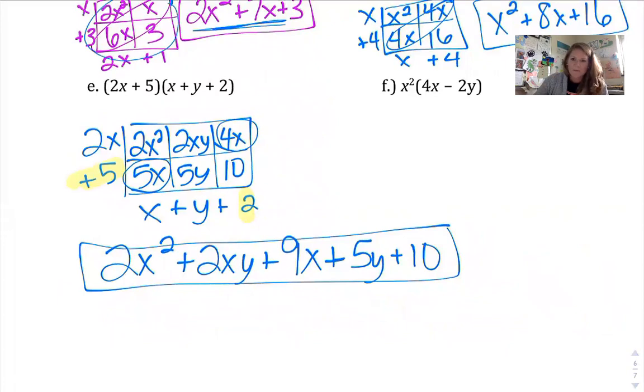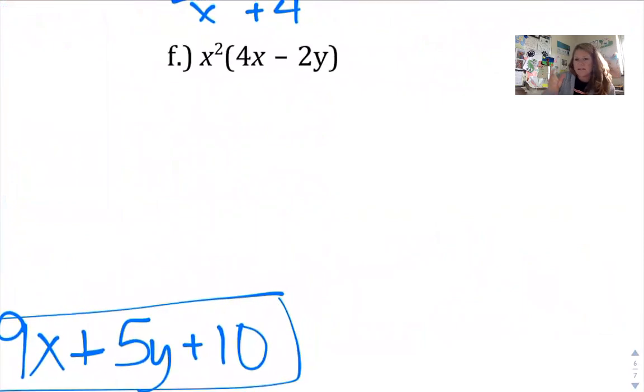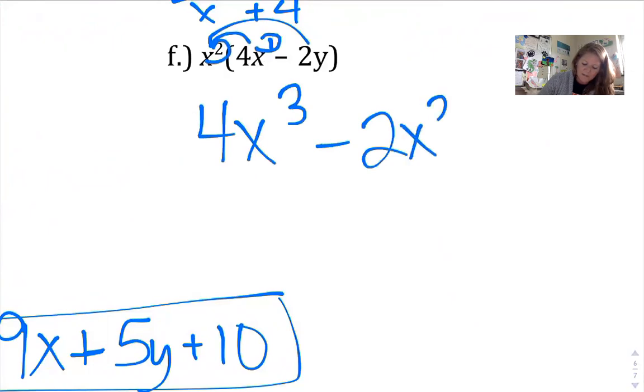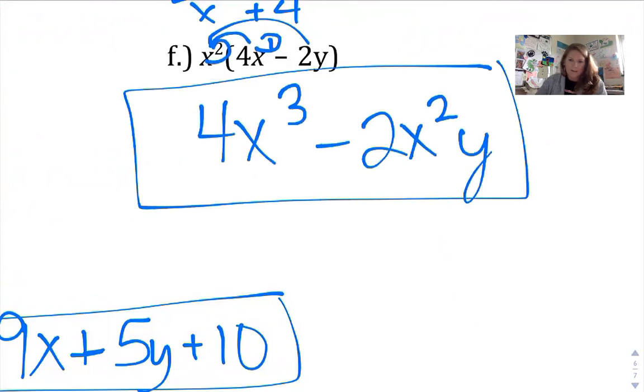All right, and then the last one, problem F. Since there is a piece that's out front and there's only one parenthesis, we're going to do the same thing. We're going to distribute. So we're going to take x squared times 4x. So that becomes 4x to the third because you have 3 x's. 1 here, and then the 2 that are squared. X squared times negative 2y just becomes negative 2x squared y. And then that part, you can't do anything else because they are different terms.